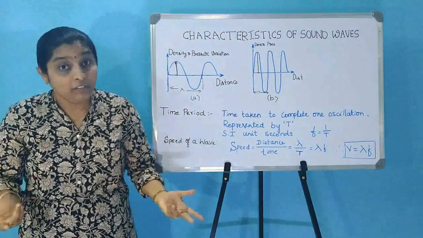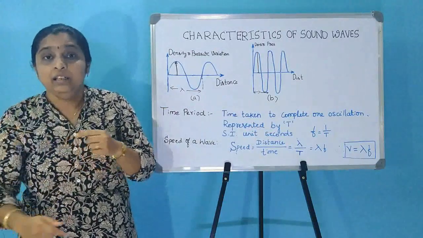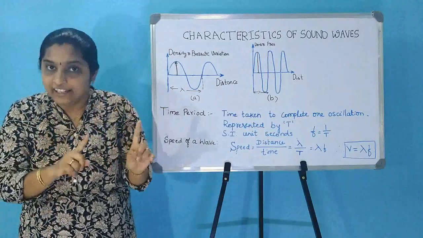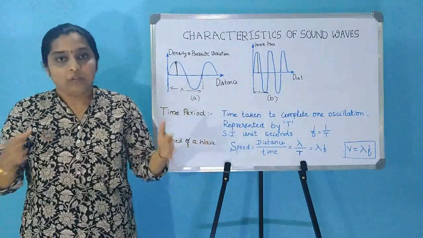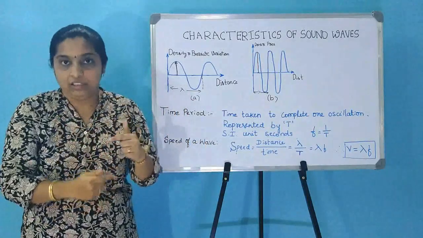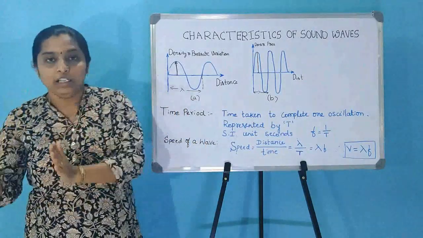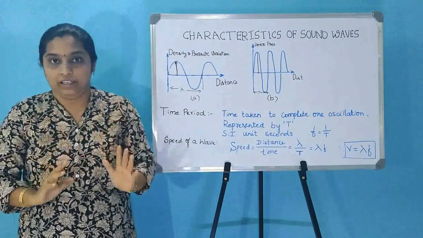Now what is the frequency? How many times the wheel of your bicycle rotates in 1 second is its frequency. Understood now? What is time period? The time taken to complete that one oscillation or one rotation. What is frequency? How many times the wheel rotates in 1 second.